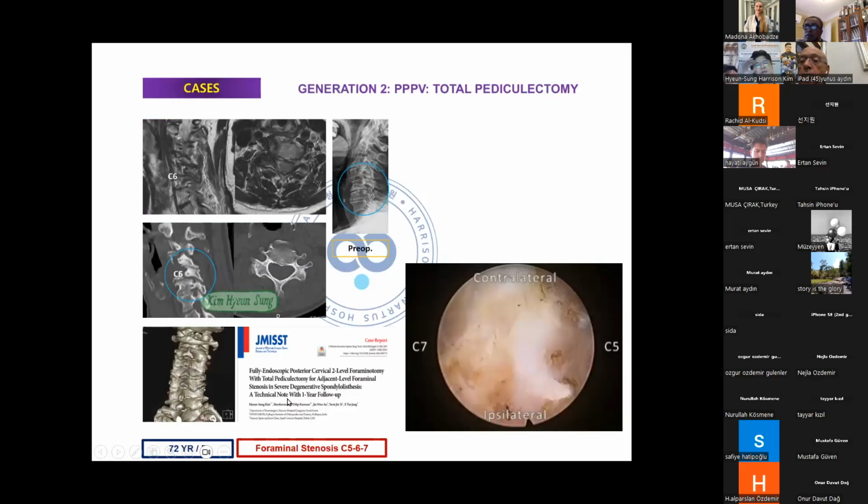This case is also a very interesting case. This case is in this month's James paper, you can see this case paper. This patient came, a 72-year-old female patient, and you can see here the spondylolisthesis at 5-6 and 6-7. And here you can see the severe foraminal stenosis at 5-6 and 6-7.